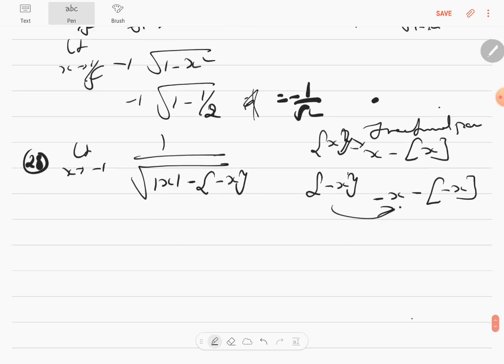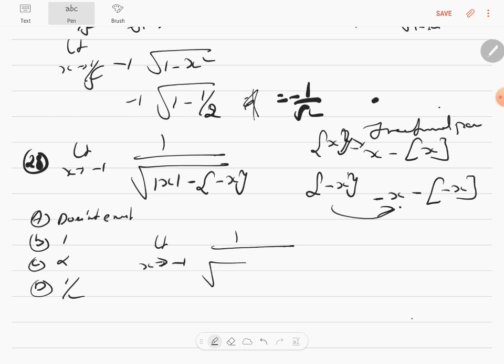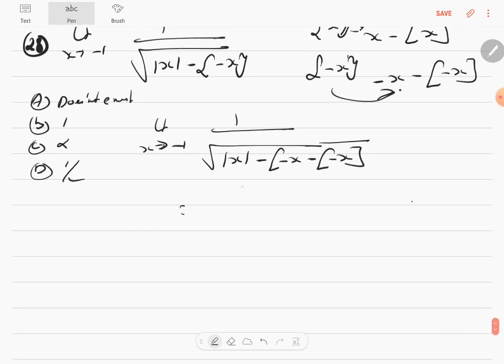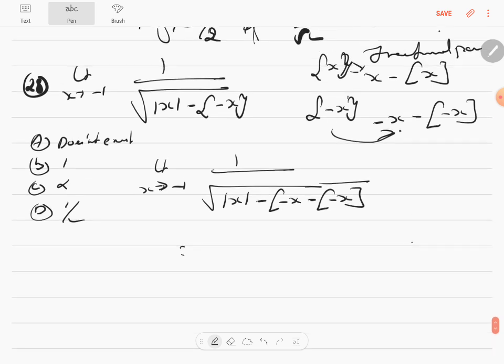you will get, let me try. The options that are given are: option A does not exist, option B is 1, option C is infinity, option D is 1 by 2. Let me try the sum. Limit of x tends to minus 1, 1 by root of mod x remains mod x. The floor bracket, what should I substitute in the case of fractional part, is minus x minus the greatest integer function of minus x. So then it's 1 by, that itself is turning to minus 1, x tends to minus 1.